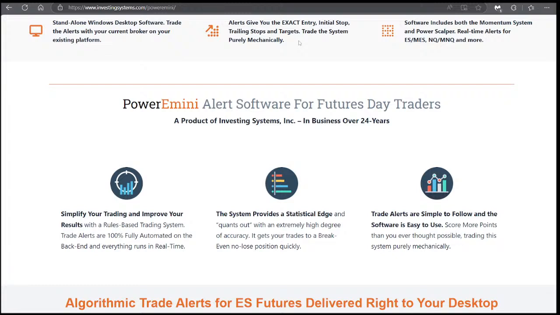Of course, you could trade the system 100% purely mechanically, but here's the thing, nobody is going to be able to trade every single alert throughout an entire year, right? You've got dentist appointments, doctor's appointments, that type of thing. So what you have to keep in mind is that the Power Emini software is going to provide a statistical edge over a long series of trades. Any one given market session is completely random, and that's how statistical edges work, right?